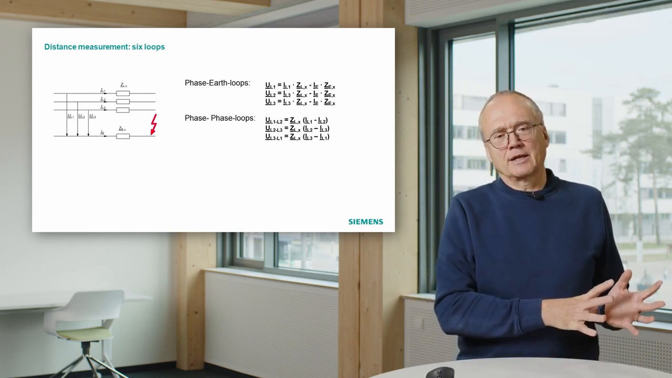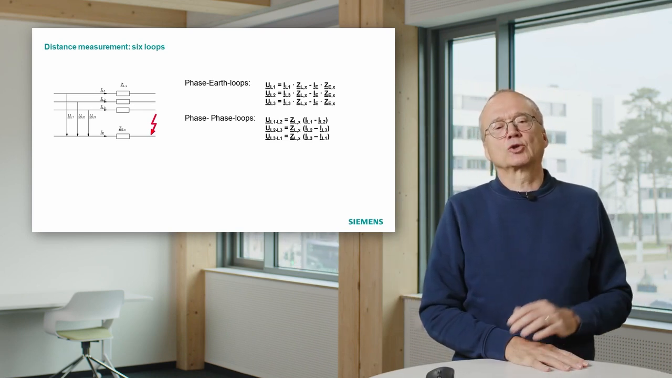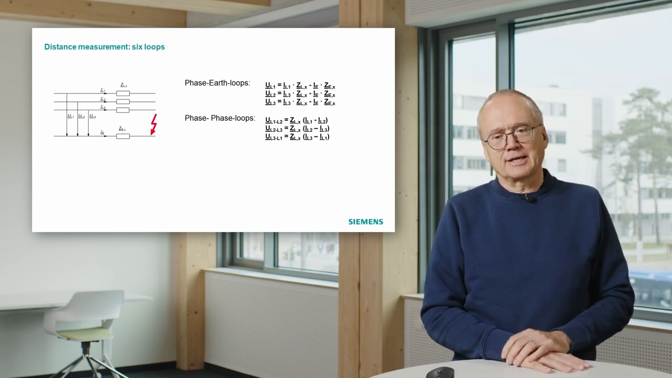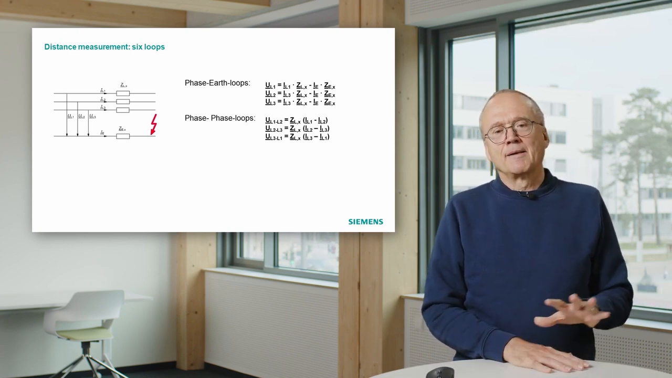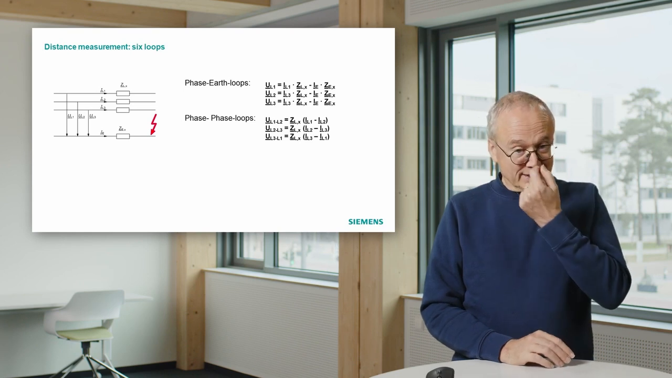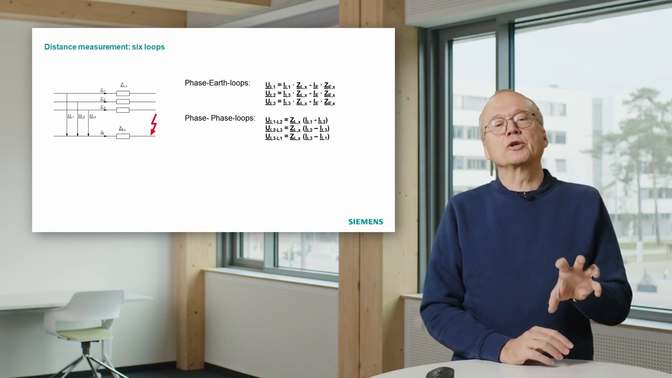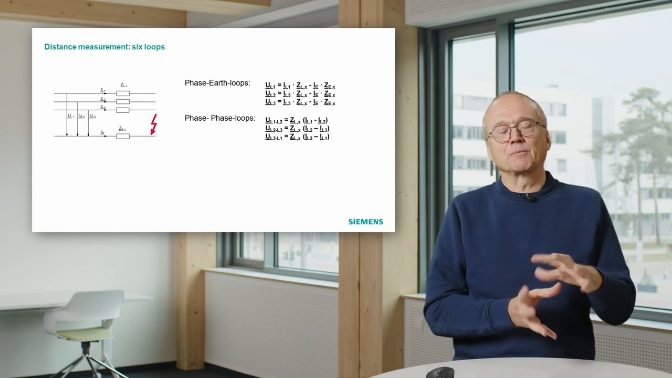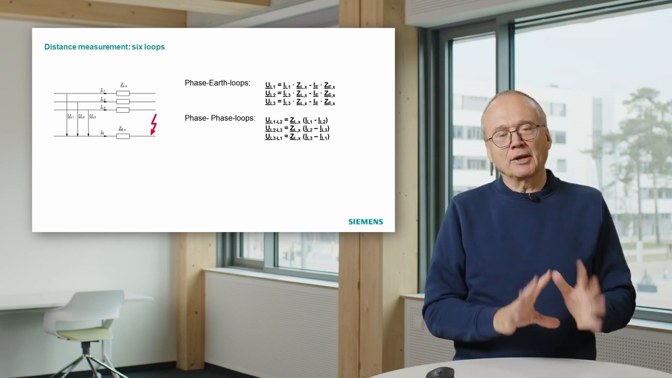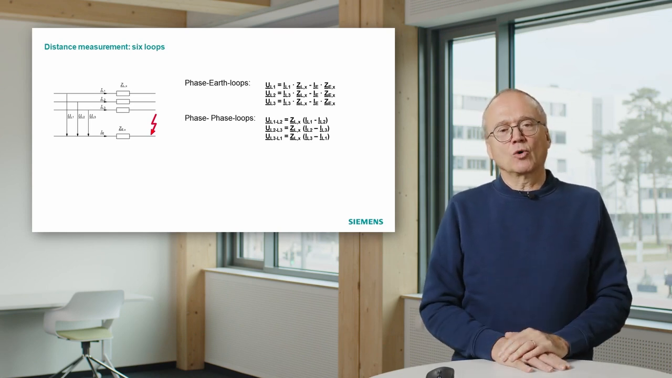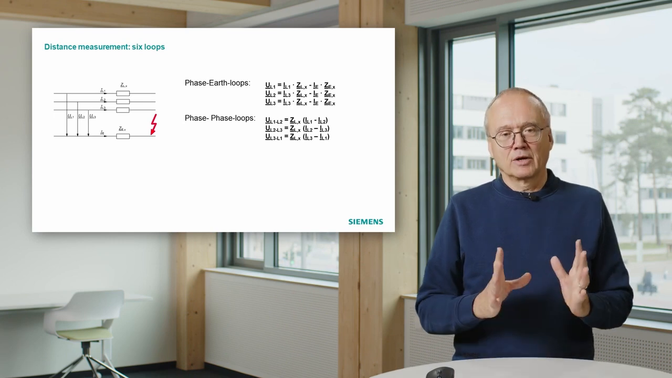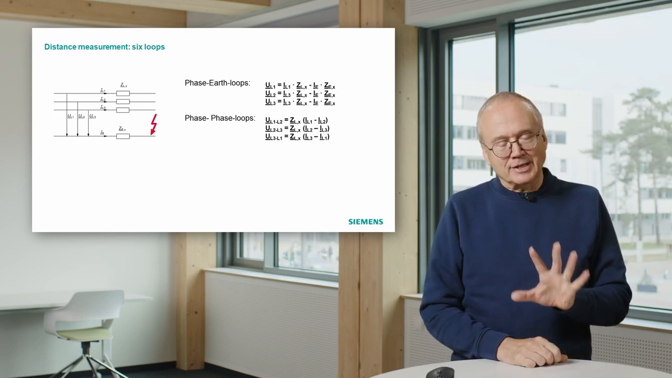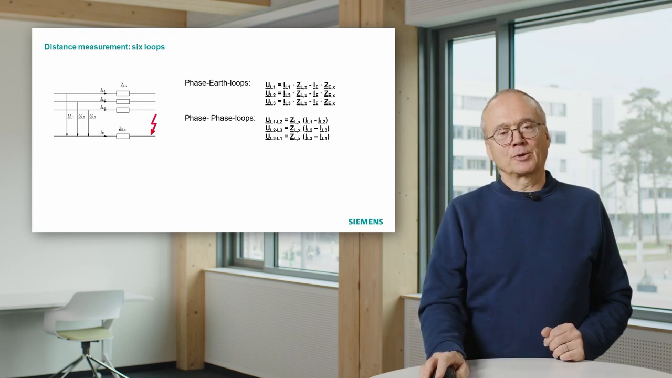In older technologies like electromechanical relays, or also in the early days of digital relays, people were using switched relays, and these relays were only measuring one loop. That means they had to decide in the beginning which loop to measure. But nowadays, you can say all modern relays measure all 6 loops in parallel. That is one thing we have to take into account.